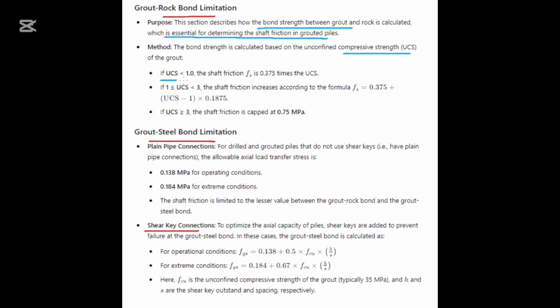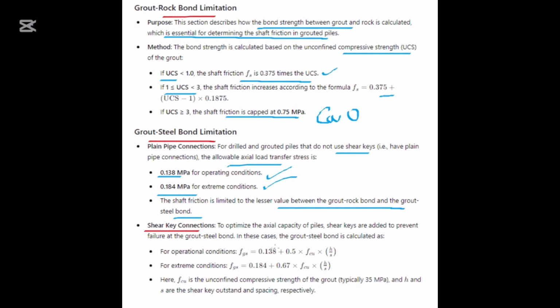So if the UCS is less than 1.0, shaft friction is 0.375 times UCS. If it is between 1 and 3, the shaft friction increases according to the formula. And if it is greater than 3, the shaft friction is capped at 0.75 MPa. For the plain pipe connection for drilled and grouted piles, do not use shear keys. The allowable axial transfer is 0.138 for operating condition and 0.184 for extreme conditions. Shaft friction is limited to the lesser of grout rock bond or grout steel bond.